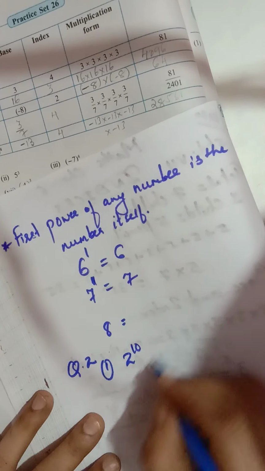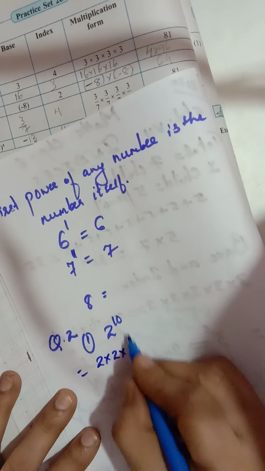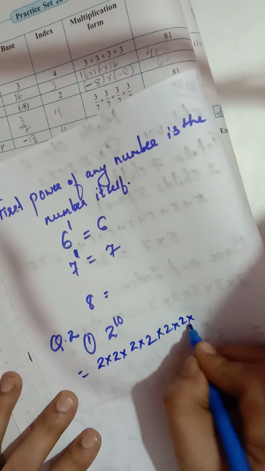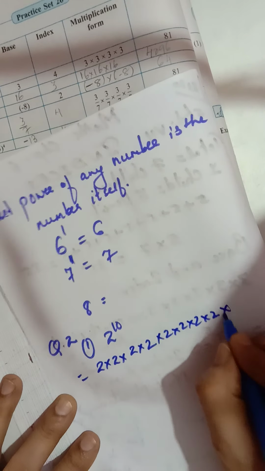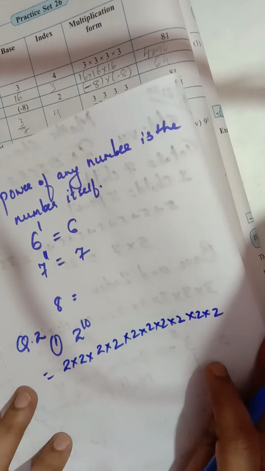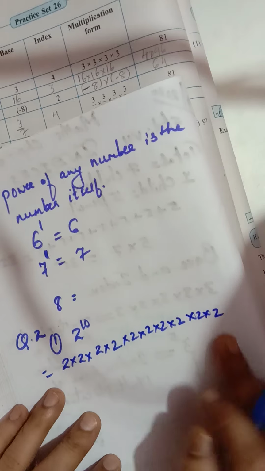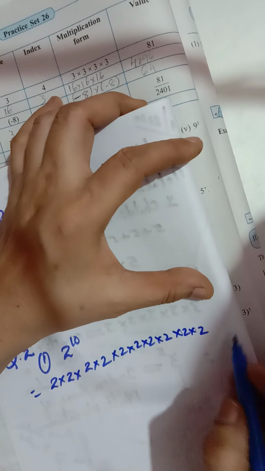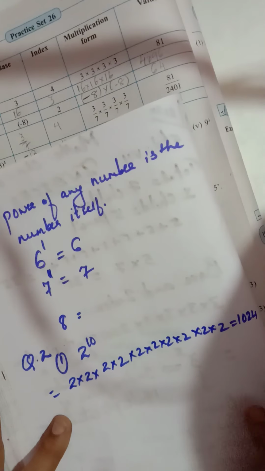So now 2 raised to 10 is equal to 2 into 2, children, we have to multiply 10 times. 2 into 2, and after writing the 10-times product, the value will be equal to, if you multiply and see, children, the answer will be 1024.